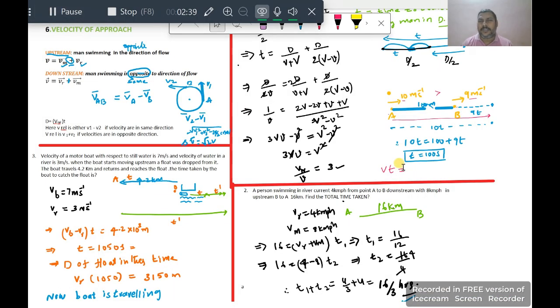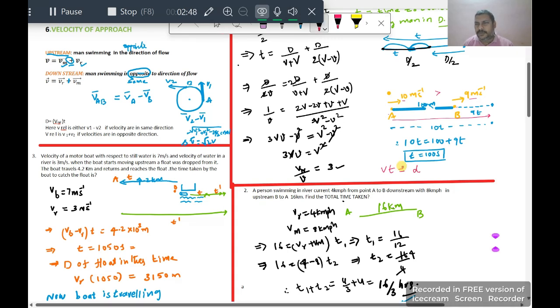So V into T is equal to, in that case acceleration is given. So some D is the distance between those 2 points initially, then half AT square. So this is another formula. This is starting from rest and accelerating with acceleration A. D is the initial separation between those 2 points.